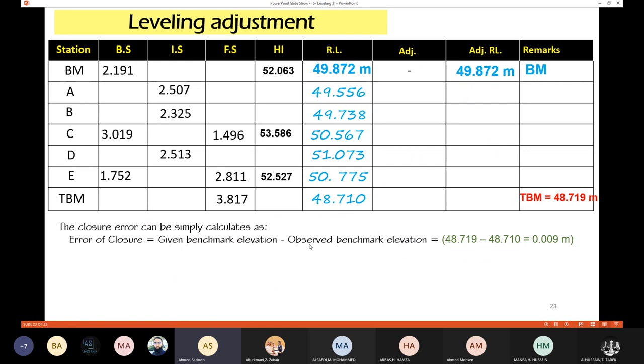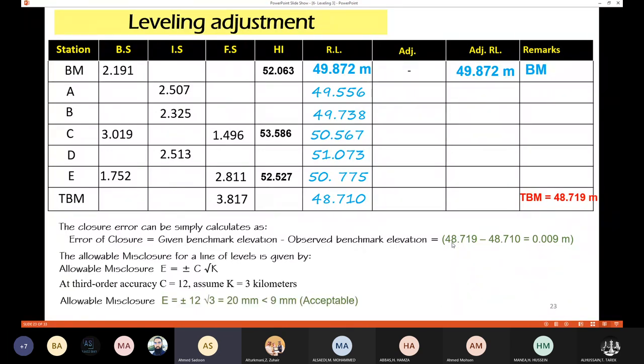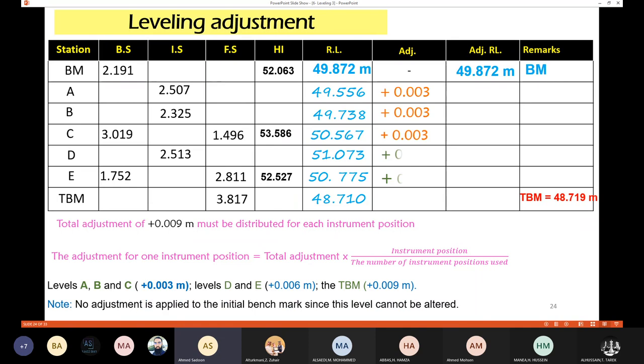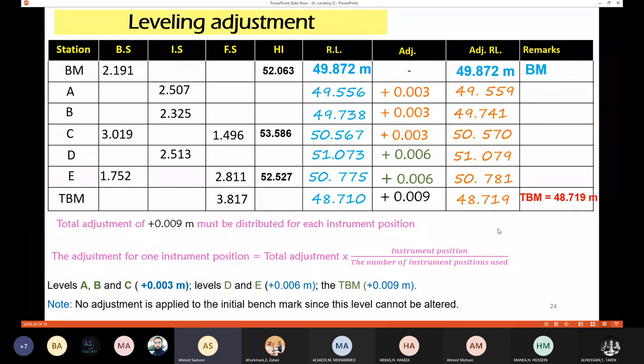Okay, you need to remember this one could be positive or could be negative, depending on this value, so depending on the given benchmark minus the observed benchmark elevation. So this value could be positive or it could be negative. In this case, the value is positive. The adjustment is positive. Okay, if your adjustments were successful, then this value is going to be the same as that value. This is how we make the adjustment in case that we have acceptable error. Because sometimes the error is not acceptable, we need to repeat the leveling process again.